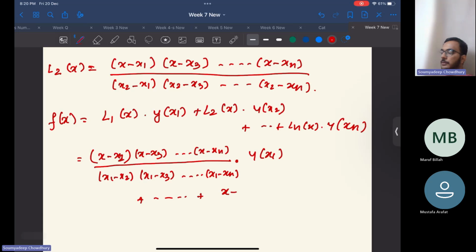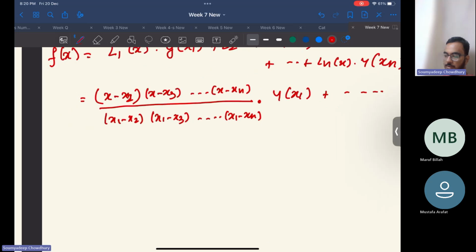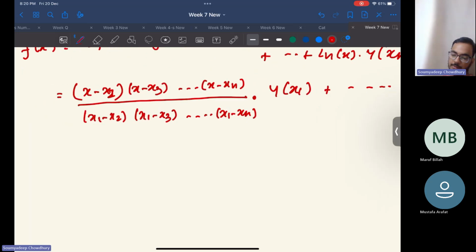So it will be like this, okay? It will continue like this. This is the first term, then the second term, it will continue like this. I hope it is clear to you. I'll give an example to understand how we'll be finding this.